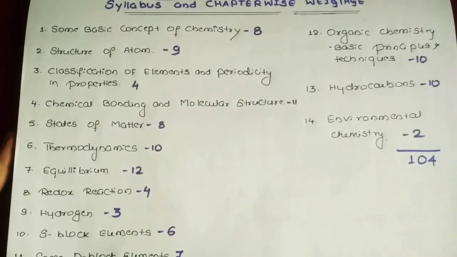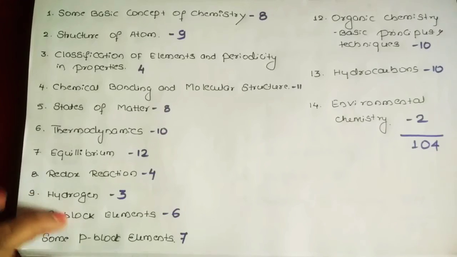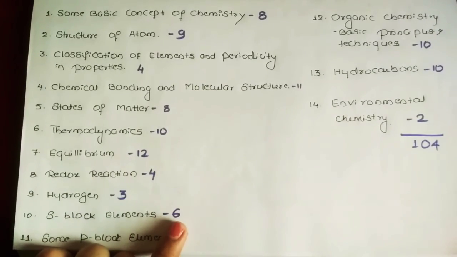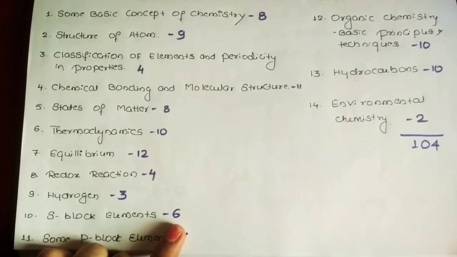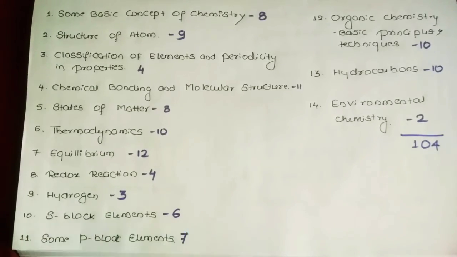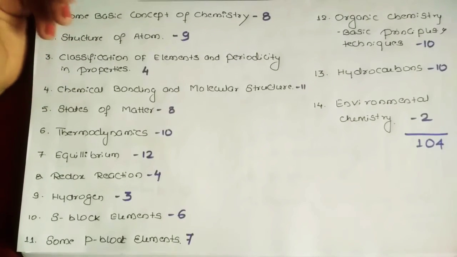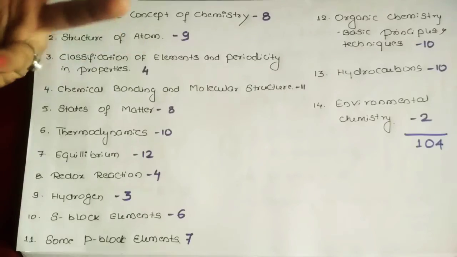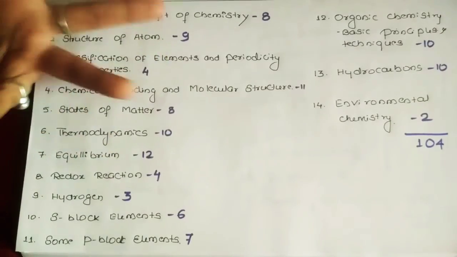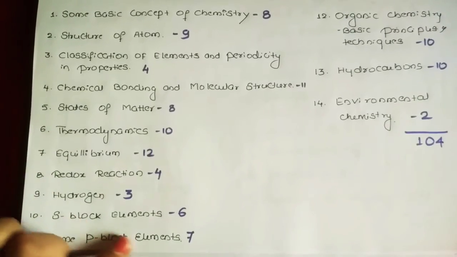Similarly, when it comes to the periodic table, in the first PU we are going to study the S block elements, which is for 6 marks. So S block elements like group 1 and group 2, why they are called alkali and alkaline earth metals, and the compounds of S block elements. How the compounds are formed, what the reactions and properties are, everything we're going to study under this chapter.